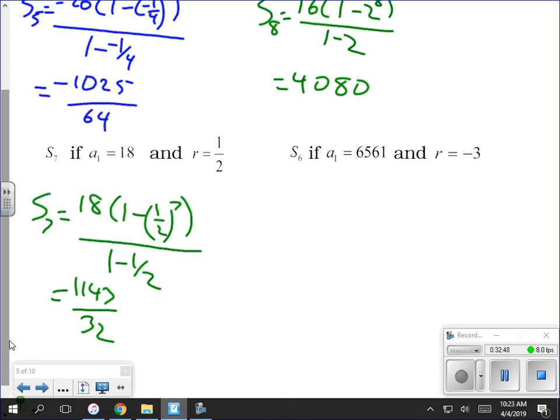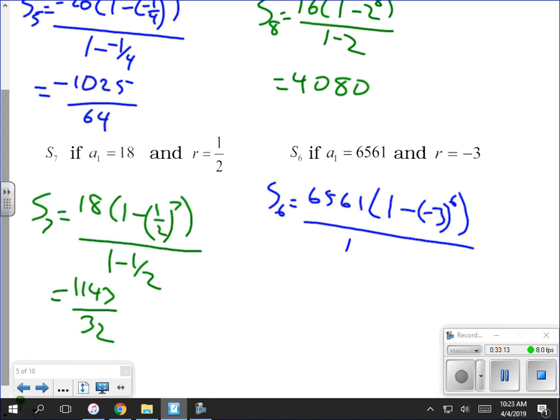This one looks like it's going to be huge because a sub 1 is already a big number on the next one, but r is negative, so it changes sign every other number. And so that's going to make it not quite so big. So the sum of the first 6 terms is 6561 times 1 minus negative 3 to the 6th power, all over 1 minus negative 3.